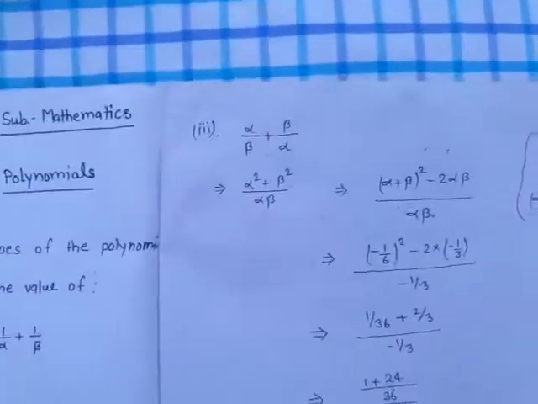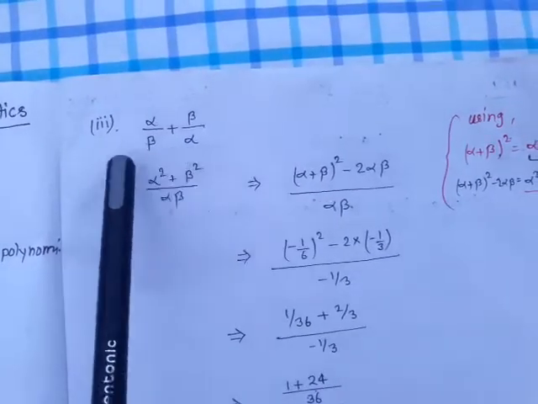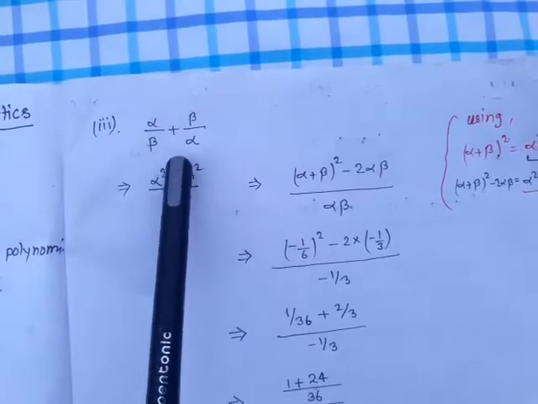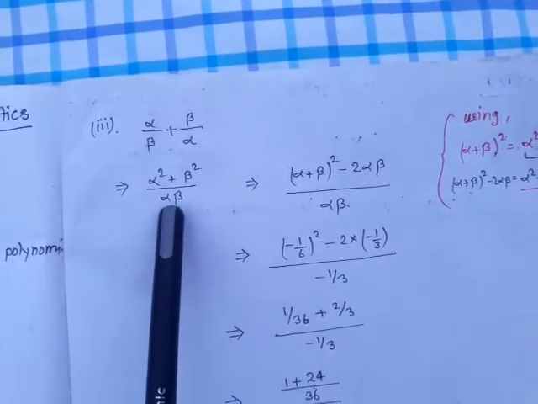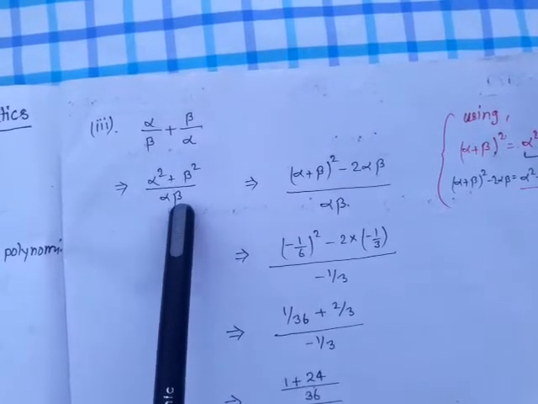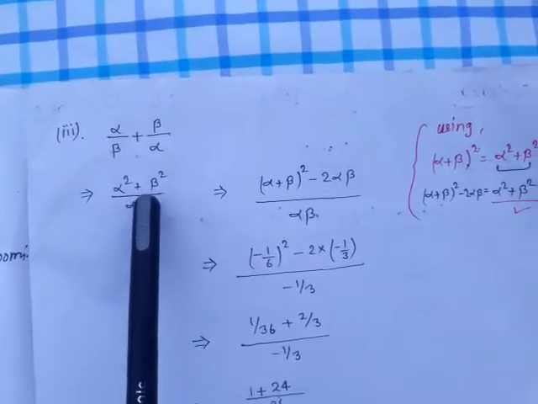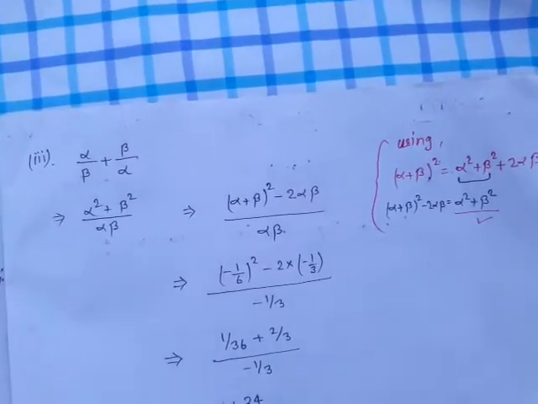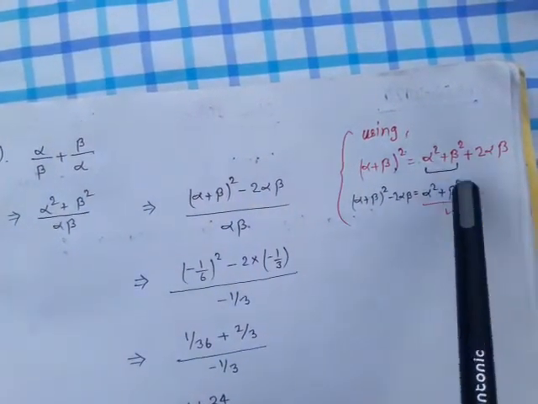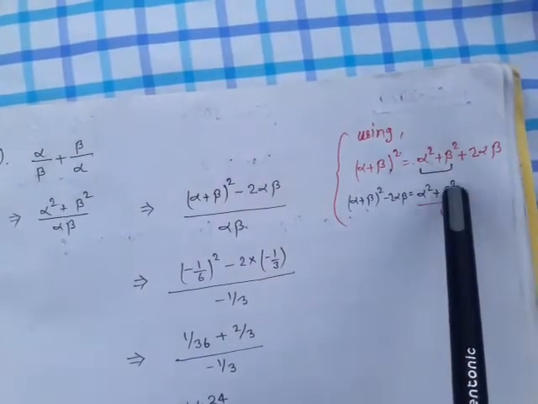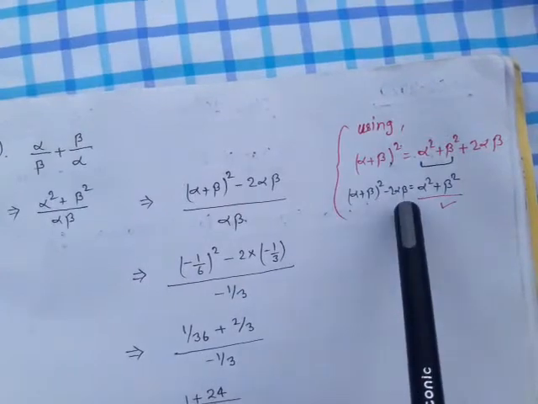Now we move to the third part, alpha upon beta plus beta upon alpha. Now we reduce it to the simplest form. Taking LCM alpha beta, there is alpha square plus beta square upon alpha beta. In the denominator we know the value of alpha into beta, but we don't know the value of alpha square plus beta square, so we reduce this using the formula: alpha plus beta whole square is equal to alpha square plus beta square plus 2 alpha beta. Now alpha square plus beta square is put here, transferring 2 alpha beta to this side, we get alpha plus beta whole square minus 2 alpha beta.